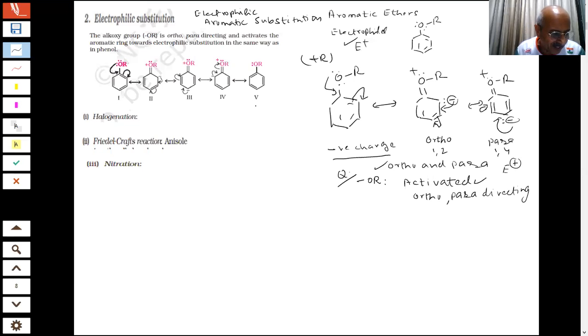So now we will be discussing some examples of this electrophilic aromatic substitution reaction. Let us see examples. The first I have written here is halogenation. What is halogenation? Phenyl alkyl ethers undergo the usual halogenation. Halogenation reaction. So if I take this compound, then what will happen?